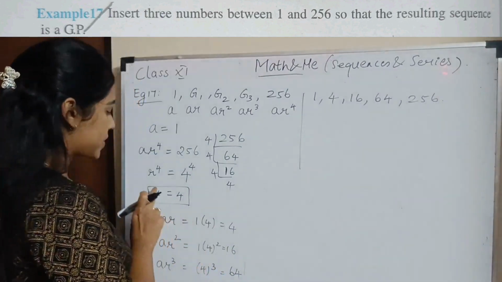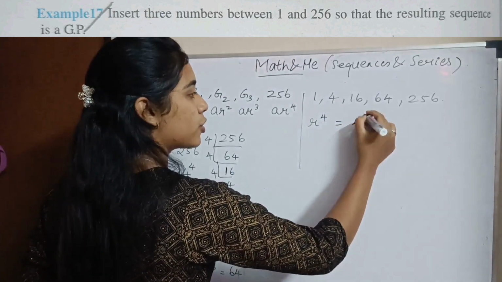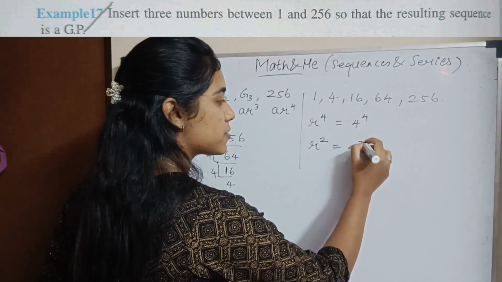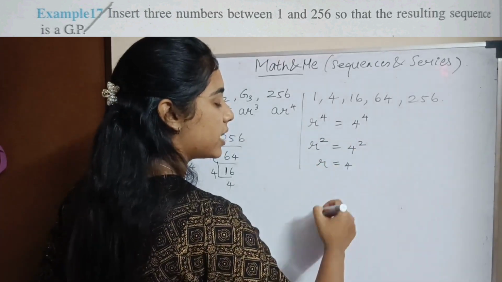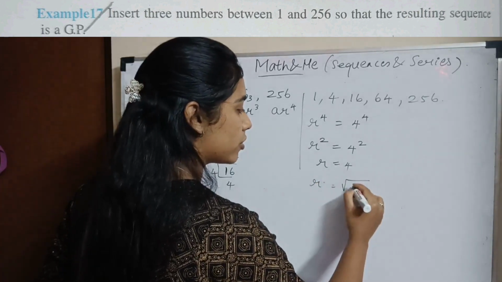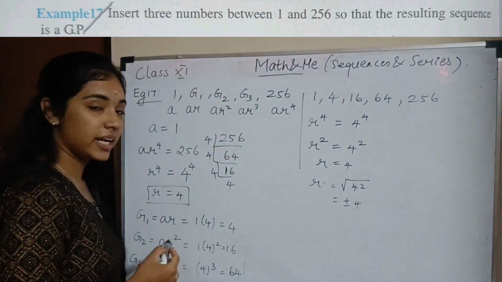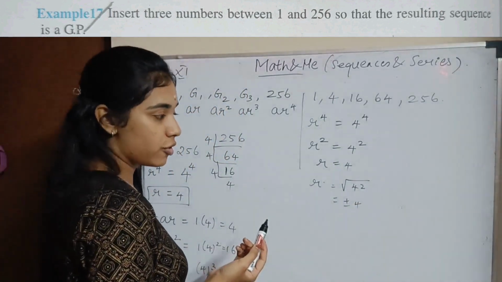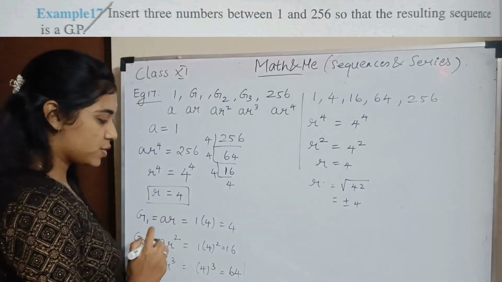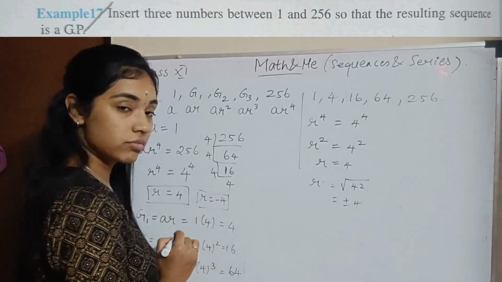You should also know this. What do you see here? You have r power 4 equals 4 to the power 4. So when you have r square equals 4 square, you don't simply write r equals 4. Because when you take the square root, r equals square root of 4 square, you get plus or minus 4. Here we have completely neglected the negative symbol, which you should not do. So when you consider the negative symbol also, your r value is either 4 or minus 4. Correct?